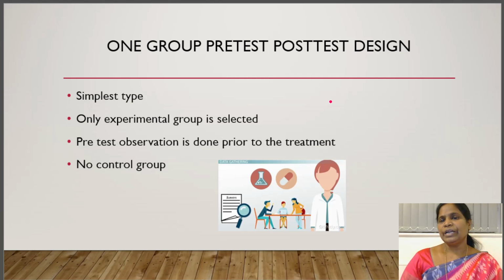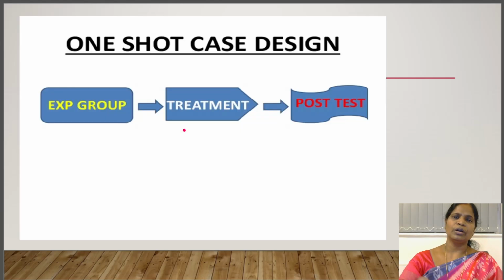Next, one group pre-test, post-test. Simplest type, only experimental group is present. There is a pre-test and post-test. No control group is present here. You have to compare this. When we say one shot case design, experimental group, there is no pre-test, only treatment and post-test.